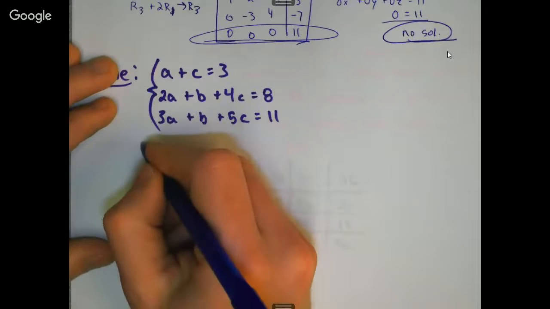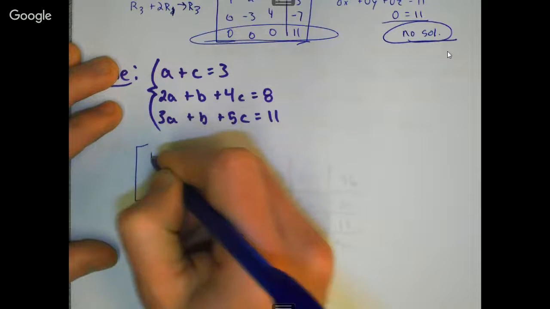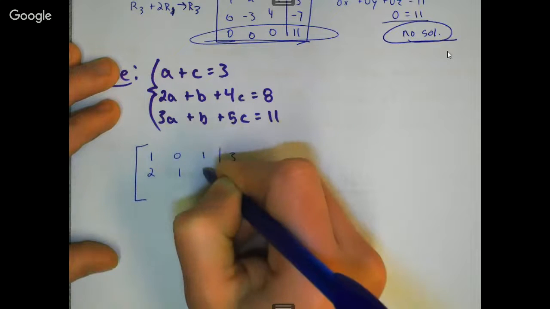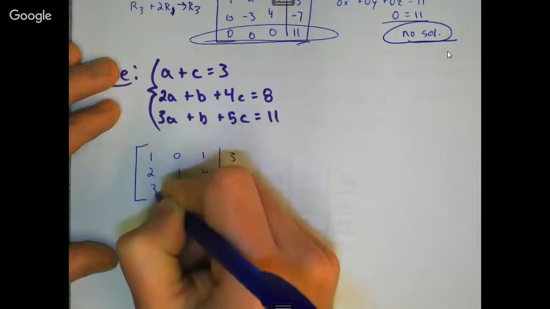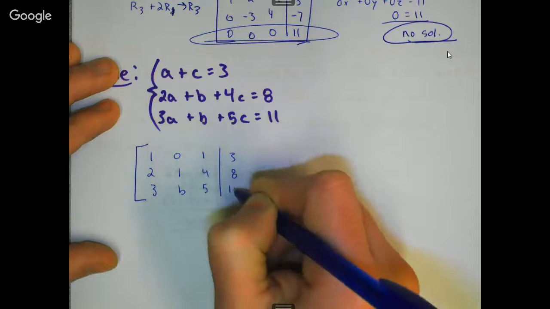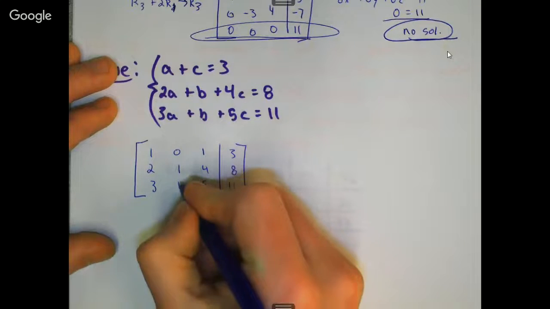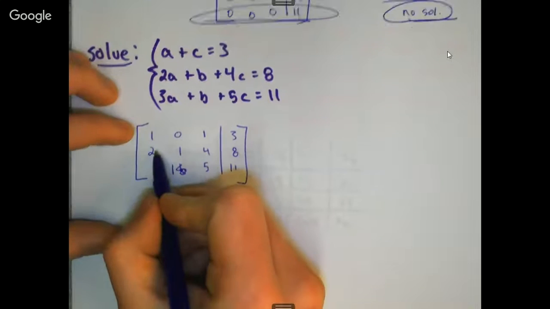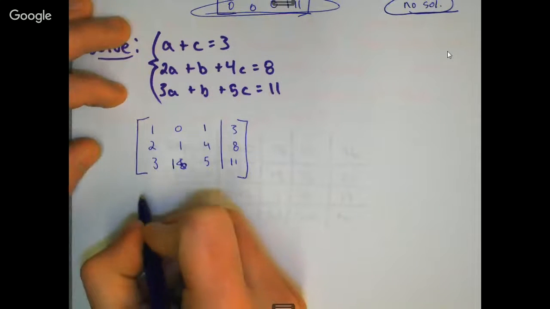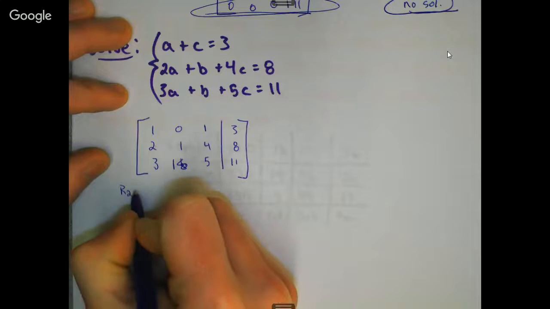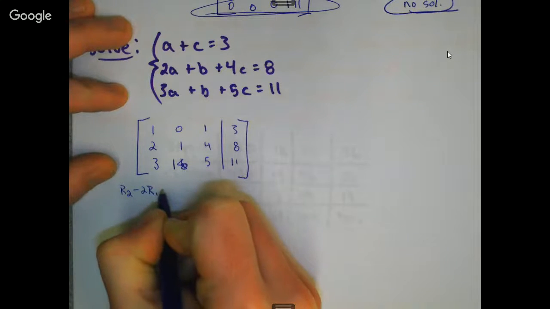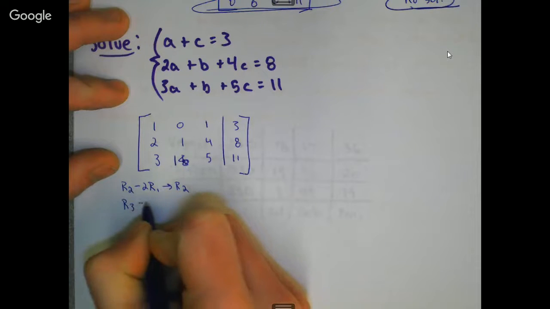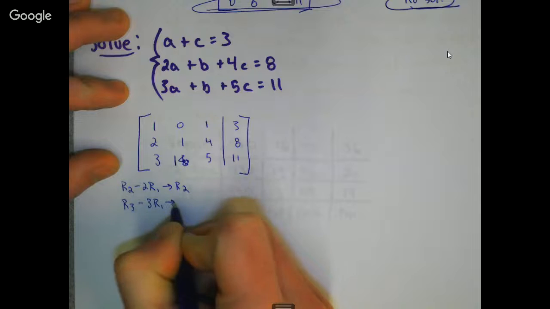Okay, we'll have our augmented matrix, putting zeros as placeholders. Oh, not a B, that's a 1. Okay, we've got our 1 up here. So these need to become zeros. Okay, so row 2 minus double row 1 back into row 2. And this is row 3 minus 3 times row 1 back into row 3.